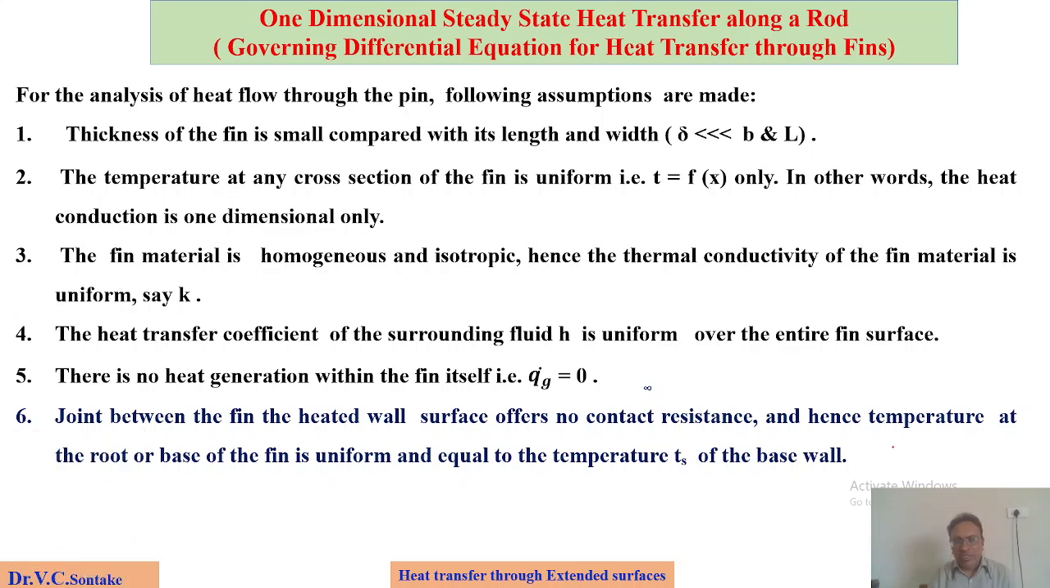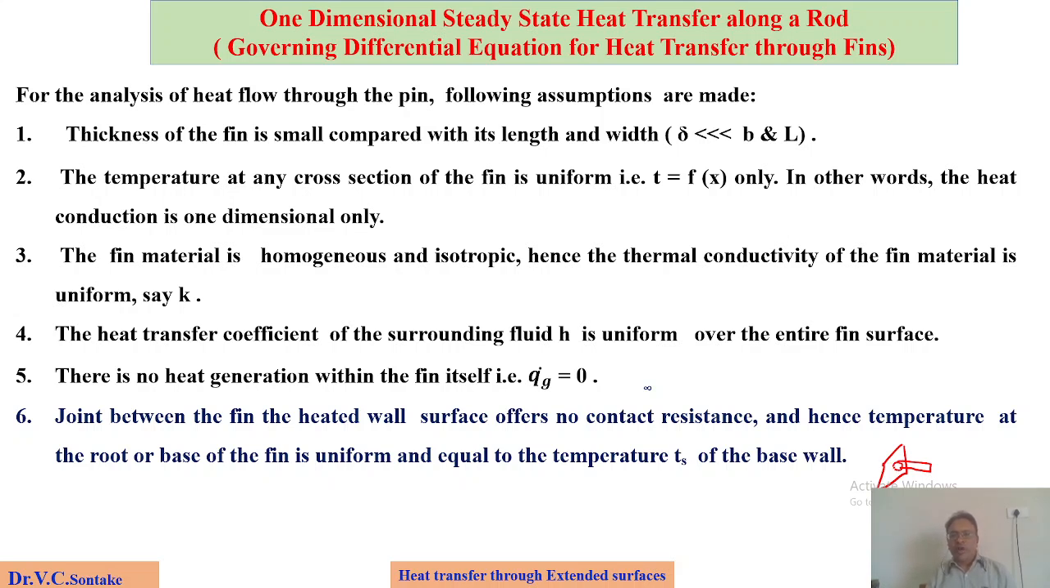If I am considering this base surface, and let's say this circular profile fin is attached. So what is happening here? Two surfaces are in contact, base surface and fin surface. So we know here thermal contact resistance may come into picture because the joint between base surface and the fin surface is not going to be perfect.